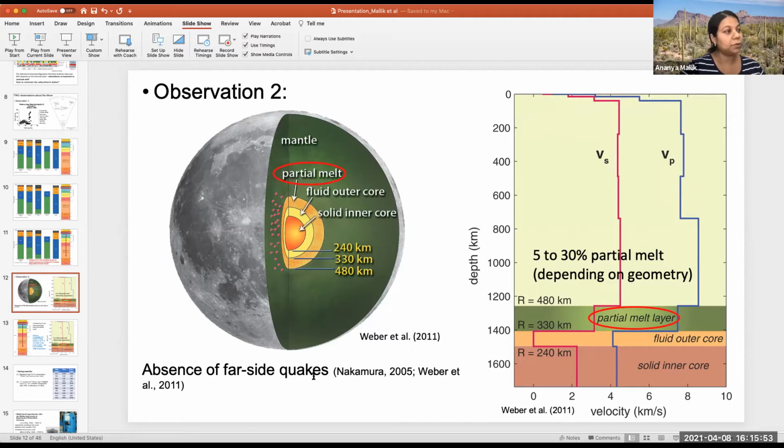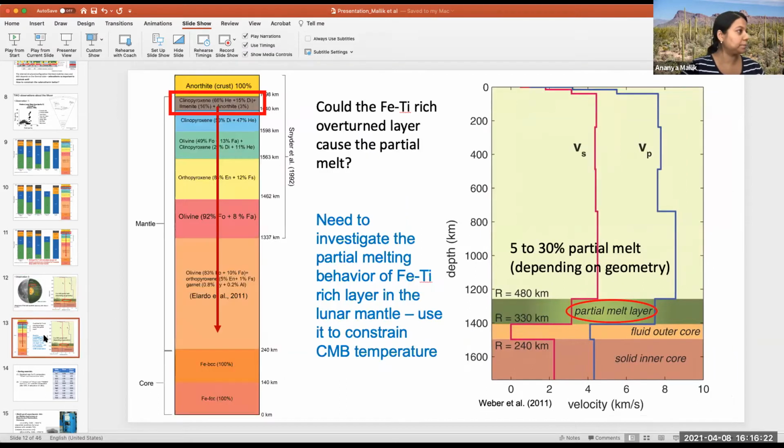The other observation was that they noticed a very distinct absence of moonquakes on the far side of the moon. And so their interpretation is that, given the fact that the far side quakes have not been detected and that there is this slight dip in velocity near the core-mantle boundary of the moon, there must be a mushy, attenuating layer sitting at the core-mantle boundary of the moon. So a partially molten layer, that's what they mean.